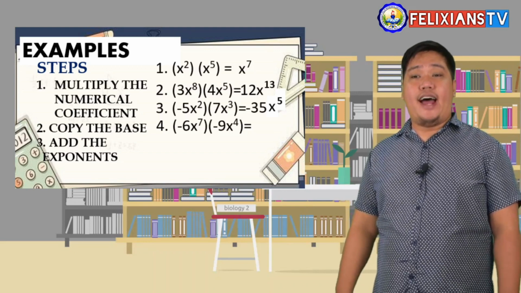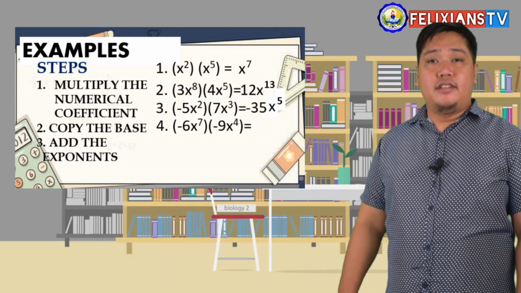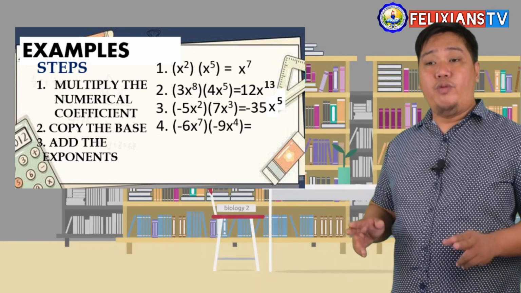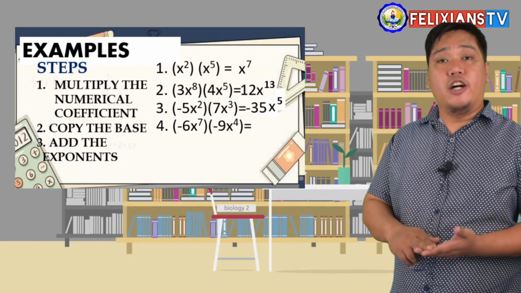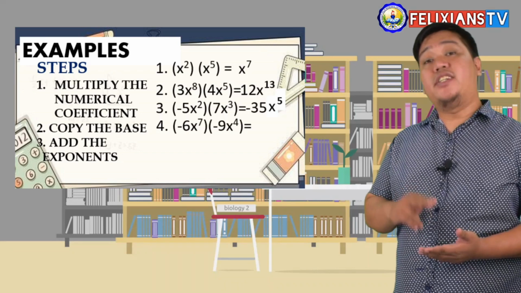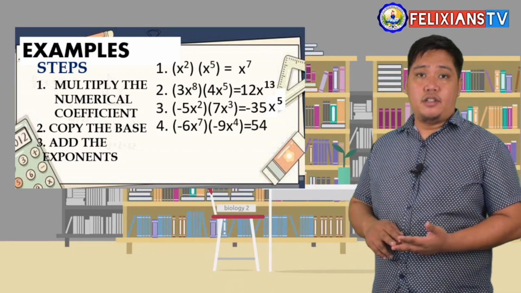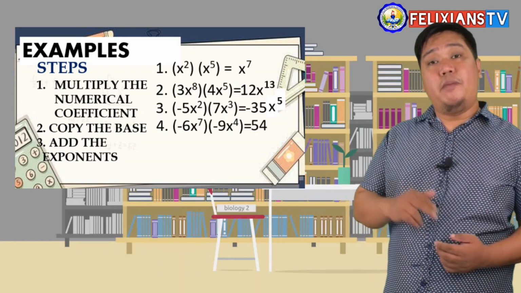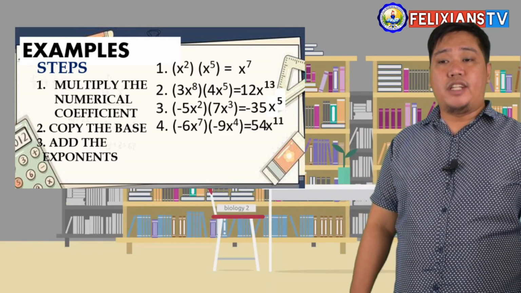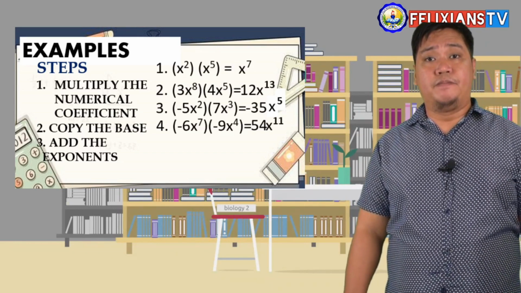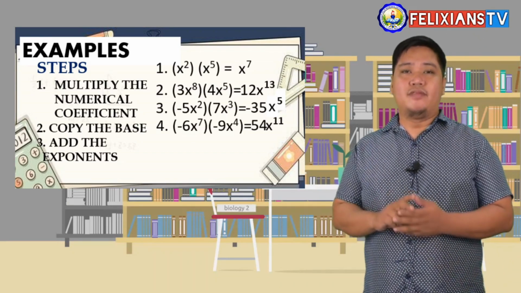So for number 4, we have negative 6x to the 7th times negative 9x to the 4th. So in here, we have similar signs or same signs. So the product will be positive. So 6 times 9 will give you positive 54. Alright? And then copy the base, x, and then add the exponents. 7 plus 4 will give you 11. Alright? Got it? Let's have one last example.